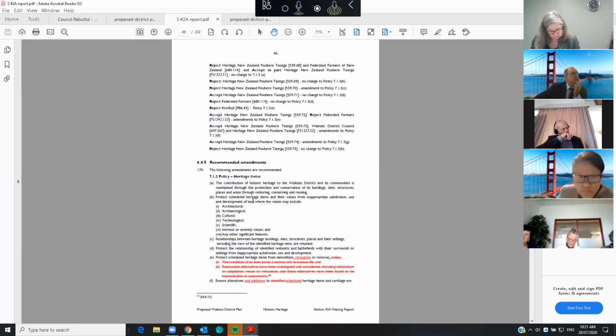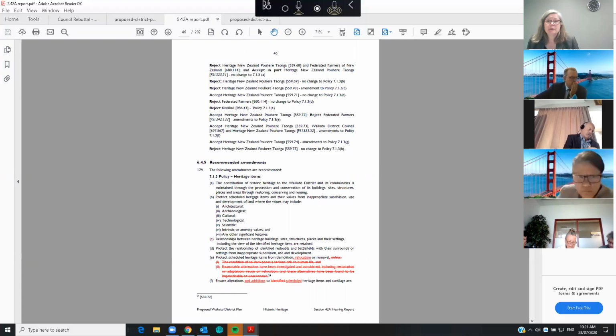Firstly, in C, when it says relationship between heritage building, site, structures, places and their settings, I understand that part, including the view of the heritage item, are retained. That seems pretty broad, in the sense that, where are those views from? Are they from public spaces? Are they all views? Because it seems to me that that's got the potential to have quite far-reaching effects that may go beyond what the intention of that policy is.